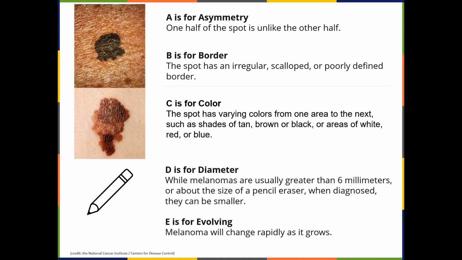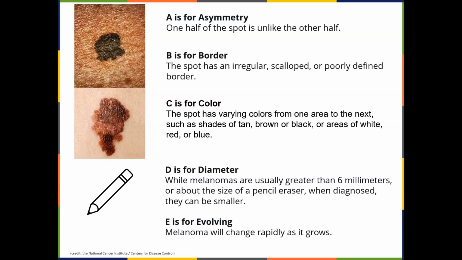Warning signs that a melanocytic nevus has become a melanoma can be remembered with the mnemonic device ABCDE. A for asymmetry, because one half of the melanoma may appear different than the other half. B for border, because the border is not smooth, but is instead irregular, scalloped, or poorly defined. C for color, because the spot has varying colors, with one area a different shade of tan, brown, or black, and even areas that are white, red, or blue.